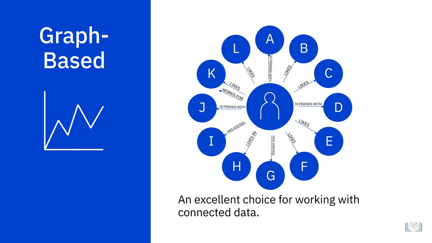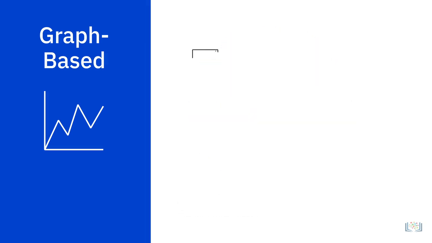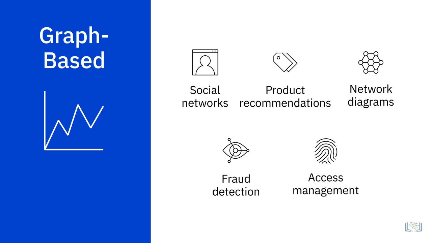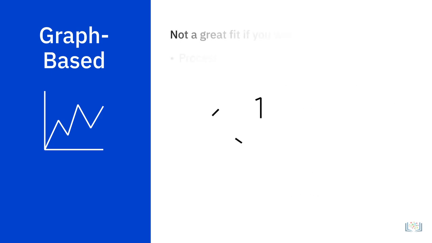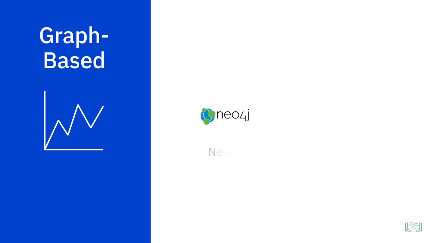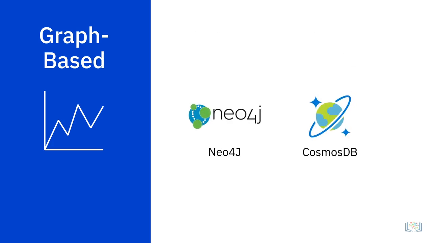Graph databases are an excellent choice for working with connected data, which is data that contains lots of interconnected relationships. Graph databases are great for social networks, real-time product recommendations, network diagrams, fraud detection, and access management. But if you want to process high volumes of transactions, it may not be the best choice for you, because graph databases are not optimized for large volume analytics queries. Neo4j and Cosmos DB are some of the more popular graph databases.